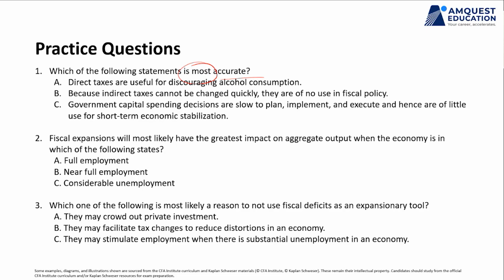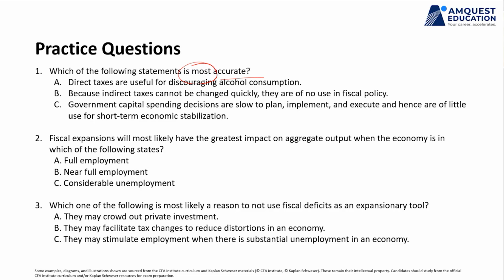Which is the most accurate? Is direct taxes useful for discouraging? No, people will buy it. तूने tax rate बढ़ा दिया तो भी क्या फर्क पड़ा? GST बढ़ा तो भी they won't stop drinking, right? So that is not a discouragement. Obviously it may work in some way, but it's not the most accurate, right?